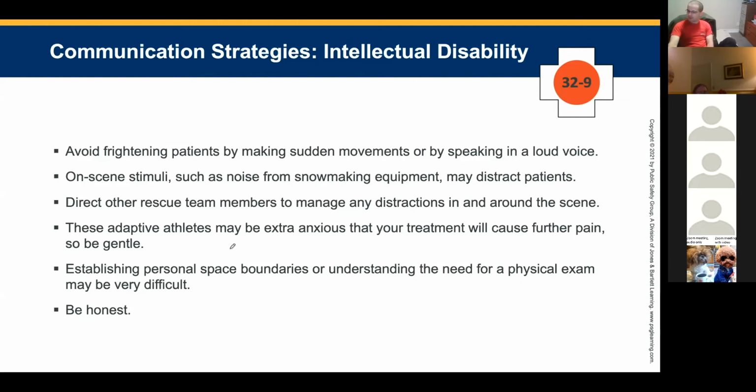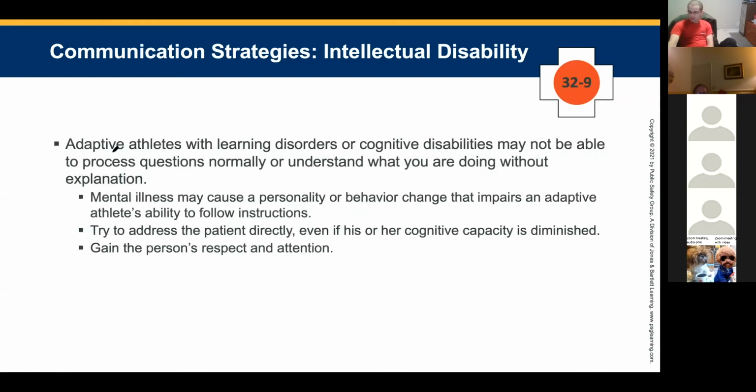These adaptive athletes may be extra anxious that your treatment will cause further pain, so we want to be very gentle with them. We want to establish personal space boundaries, as understanding the need for a physical exam may be difficult. And ultimately, we want to be honest with these individuals. Adaptive athletes with learning disorders or cognitive disabilities may not be able to process questions normally or understand what we're doing without explanation. Mental illness may cause a personality or behavior change that impairs an adaptive athlete's ability to follow instructions. So we want to try to address the patient directly, even if their cognitive capacity is diminished.